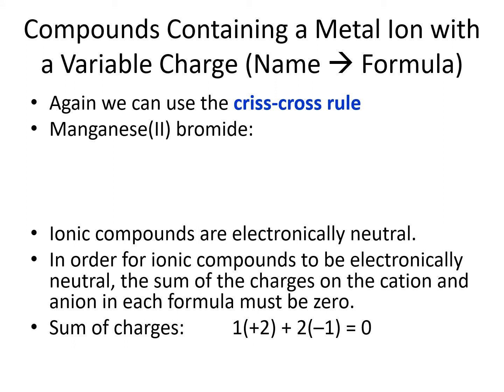Again, we're going to do the crisscross rule. Manganese has a +2 charge, which we know from the name, and bromide has a -1 charge. The 2 from the manganese goes down next to the bromine, and the 1 from the bromine goes down as an understood 1 next to the manganese. We write our formula as MnBr2. Again, we're going to make an electronically neutral compound. We've got 1 manganese with a +2 charge, and that's balanced out with 2 bromines, each with a -1 charge.